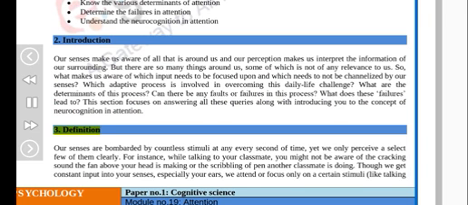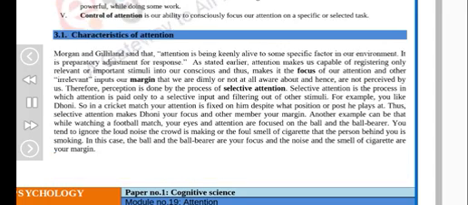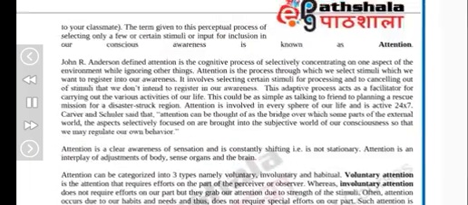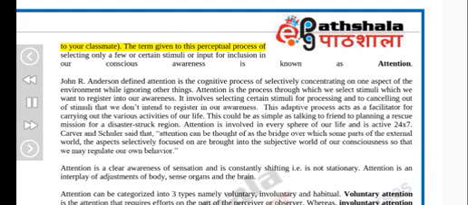3. Definition. Our senses are bombarded by countless stimuli at every second of time, yet we only perceive a select few of them clearly. For instance, while talking to your classmate, you might not be aware of the cracking sound the fan above your head is making or the scribbling of pen another classmate is doing. Though we get constant input into our senses, especially our ears, we attend or focus only on certain stimuli like talking to your classmate. The term given to this perceptual process of selecting only a few or certain stimuli or input for inclusion in our conscious awareness is known as attention.